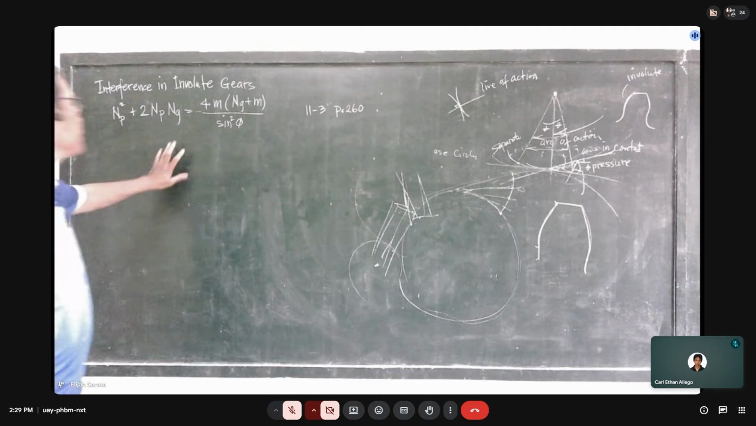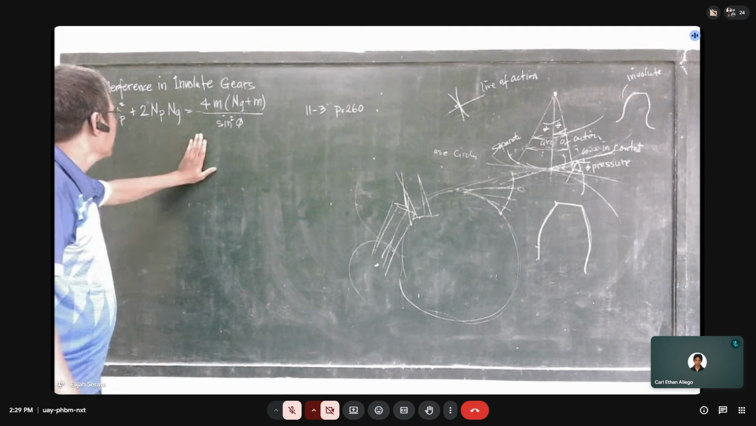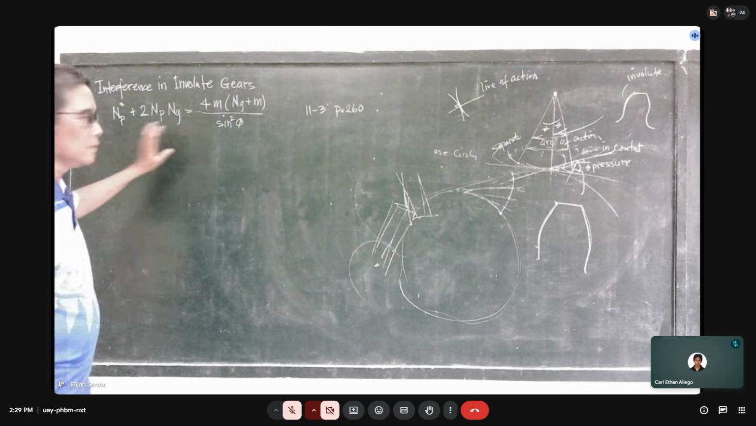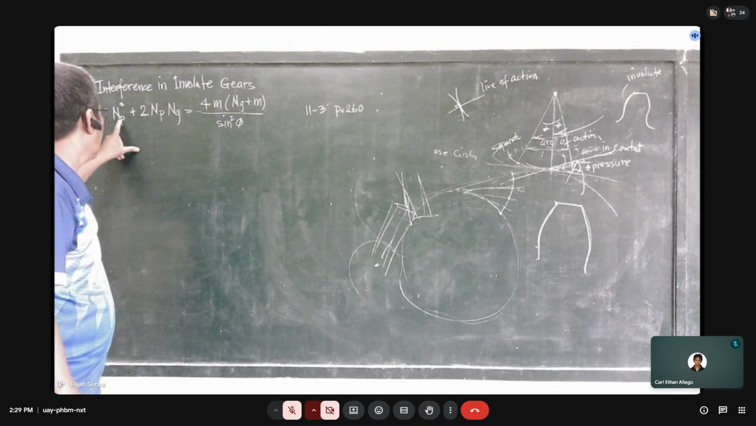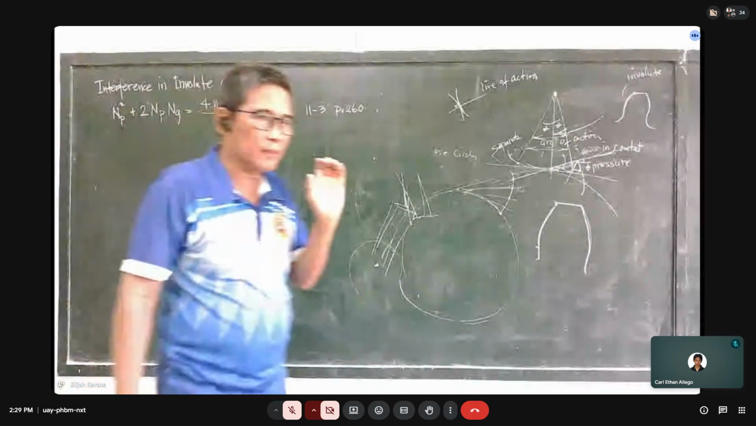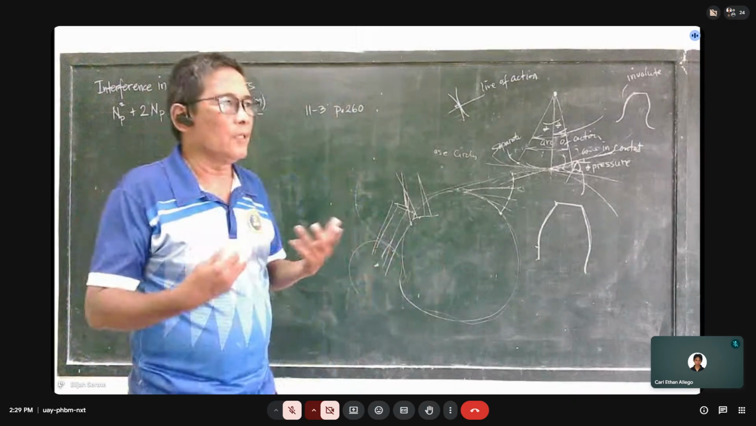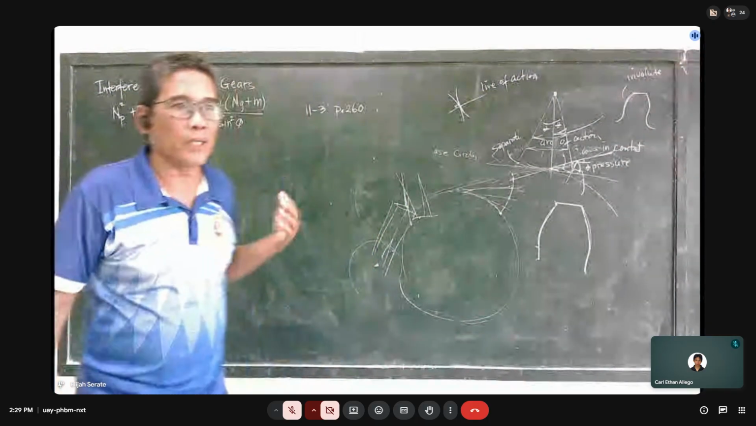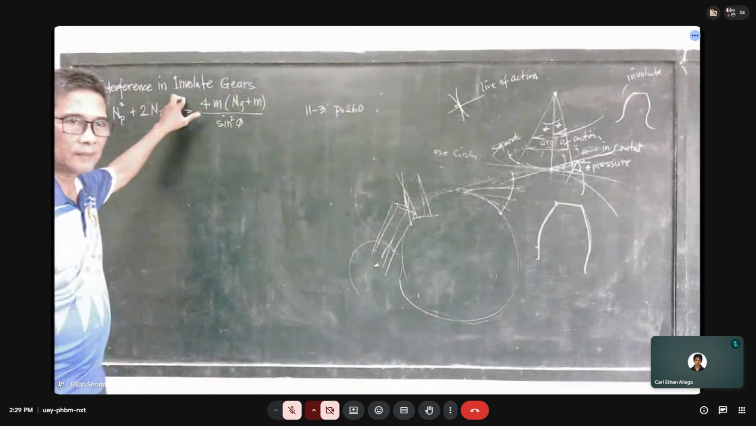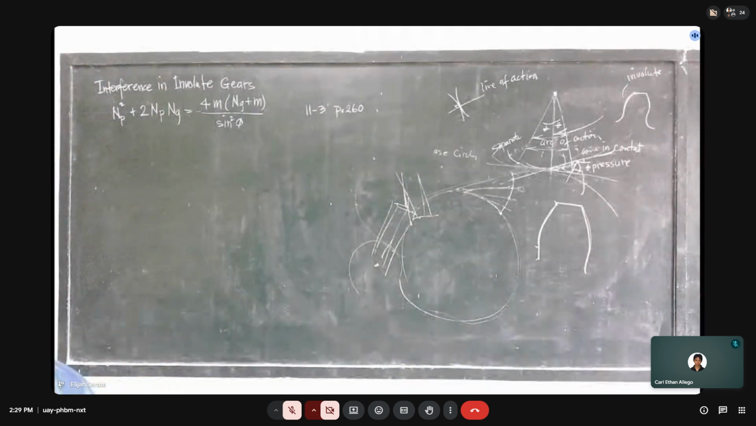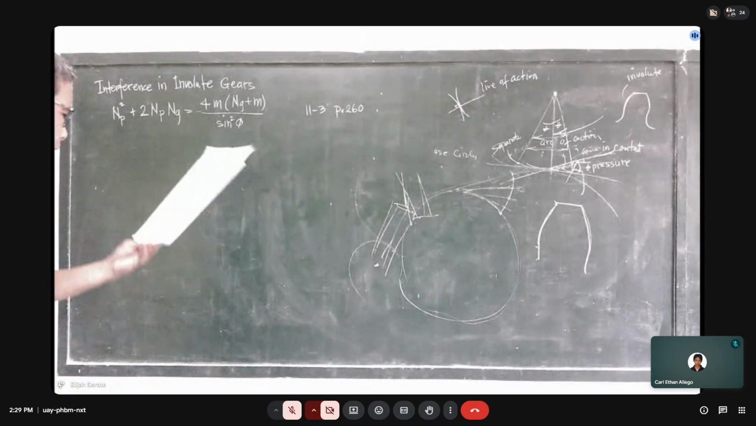So how do we use this? This is the equation wherein, if you substitute, the application will be the pinion has the smallest number of teeth. So what this equation is useful for is to find the smallest number of teeth of the pinion wherein there is no interference. Example, right? I will give an example.